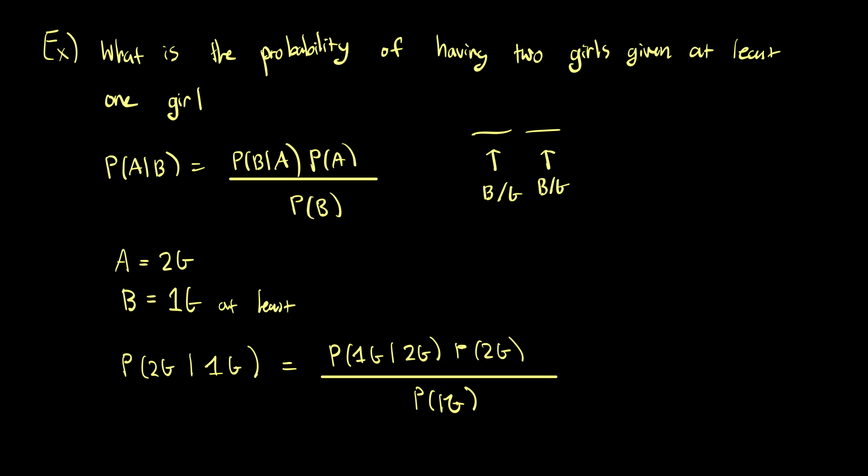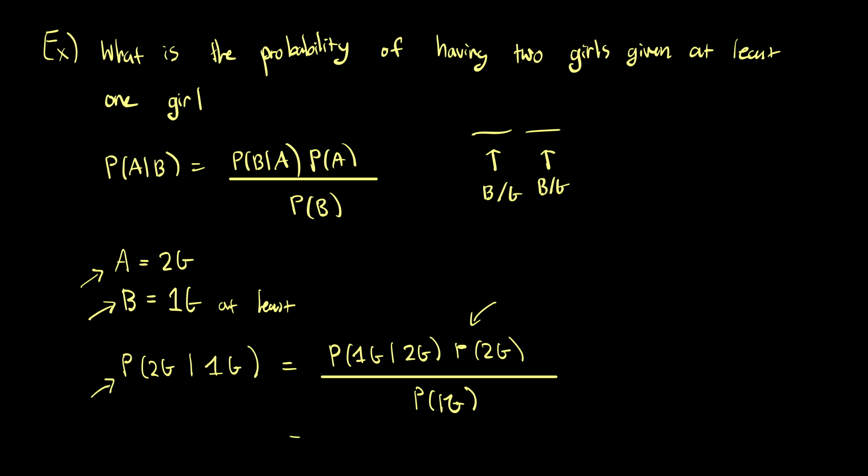So the first thing I want to do is identify the events. Event A means that you're having two girls, and event B says that you have at least one girl. And now, using Bayes' theorem, we are able to rearrange this equation into this, and then let's go ahead and evaluate each of the probabilities inside of this equation.